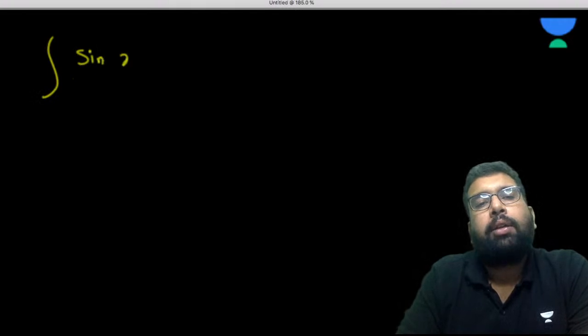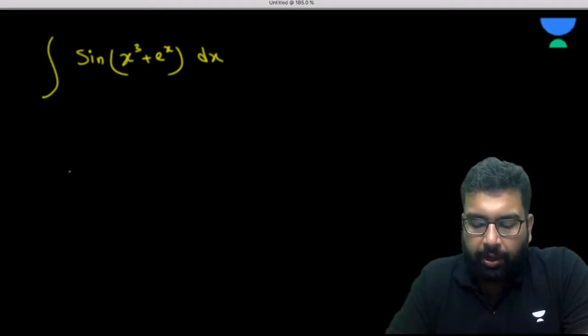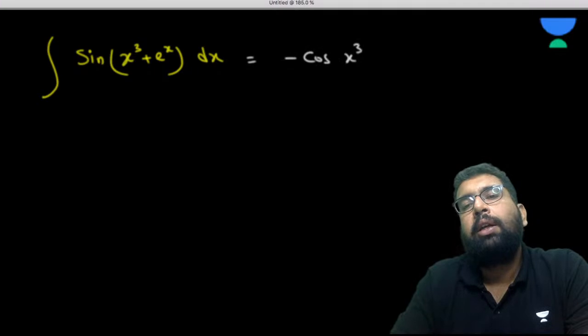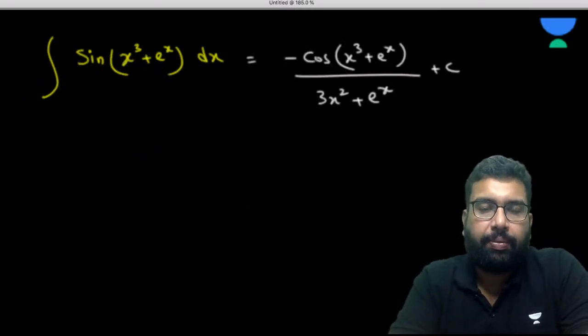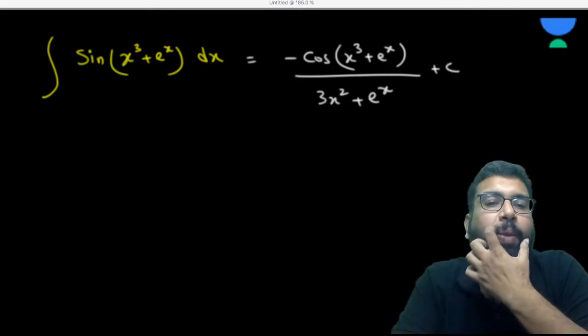Now if you want to integrate, let's suppose, sine x cube plus e to the power x dx, how are you going to integrate this? Very simply, again, sir, we are going to use the same concept. Integration of sine x is equal to minus cos x, but this is not the x, so we are going to differentiate it. It will become 3x square plus e to the power x plus c. Understood? Okay. So these are some very basic rules, very basic formulas of integration.